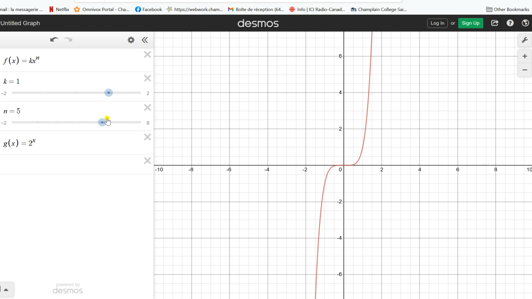Let's look at even powers now. So if I choose n equals 2, we have the quadratic function f of x equals x squared. Now on both sides, if we have large negative or positive values, the function values are going to be positive. That's due to the fact that if you raise something to the power of 2, if you square something, you're going to get a positive number each time.